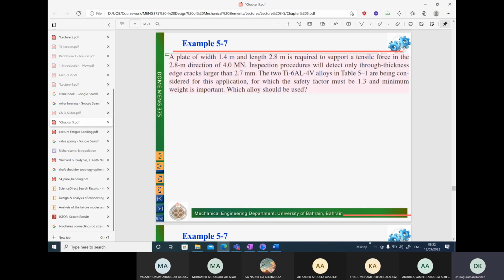We have here a plate that has a width of 1.4 meters and a length of 2.8 meters. So let's draw the plate again. The plate is a 3D plate.